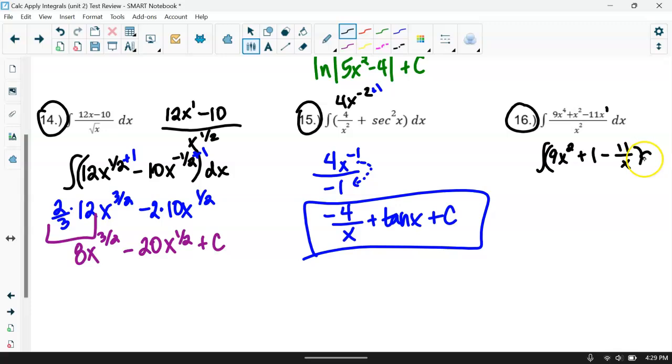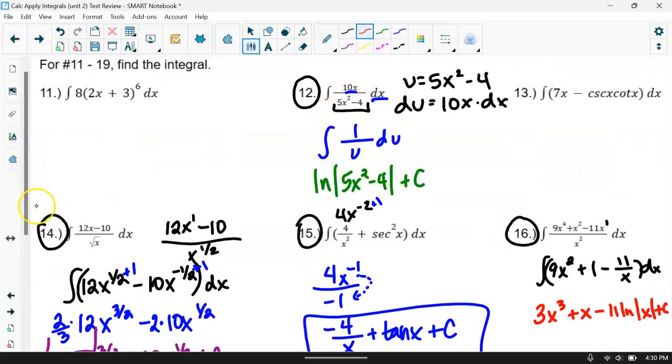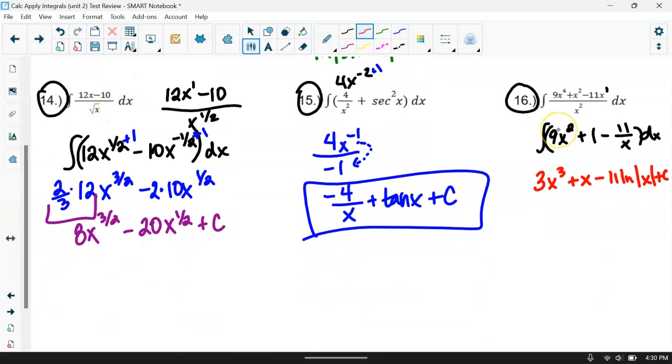So now we find the integral here, which is adding 1, so x to the third, but divide by 3, so 3x to the third, plus x, because we had plus 1 here. Then minus, notice here, just like our 1 over x, natural log. So this is 11 times the natural log of x plus c. So again, notice that difference, right? When we had our u substitution versus having to simplify.